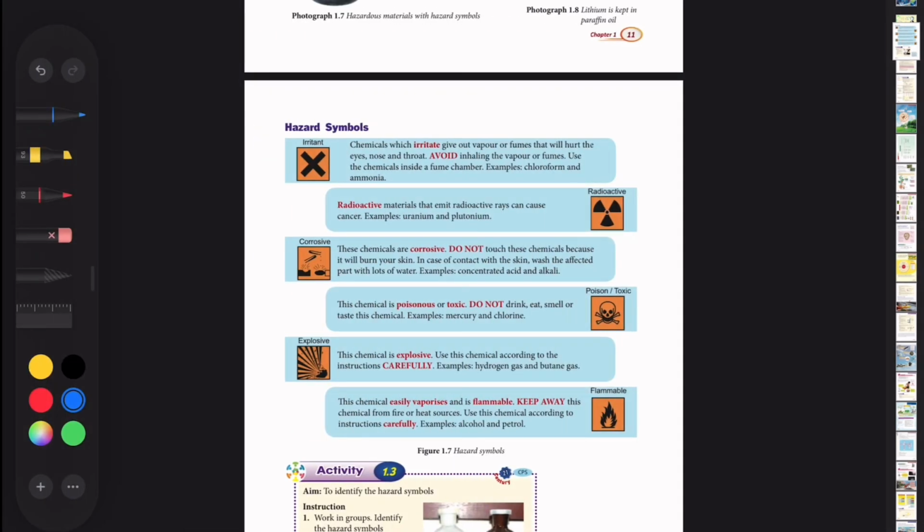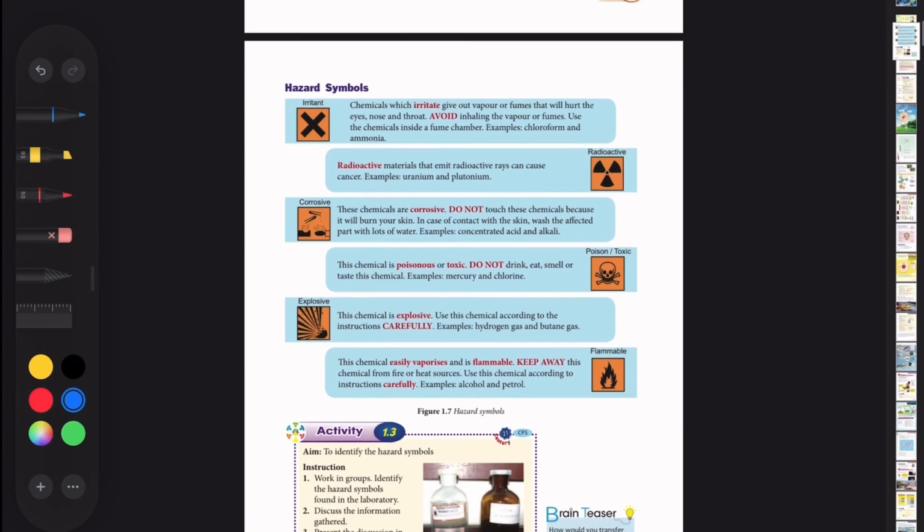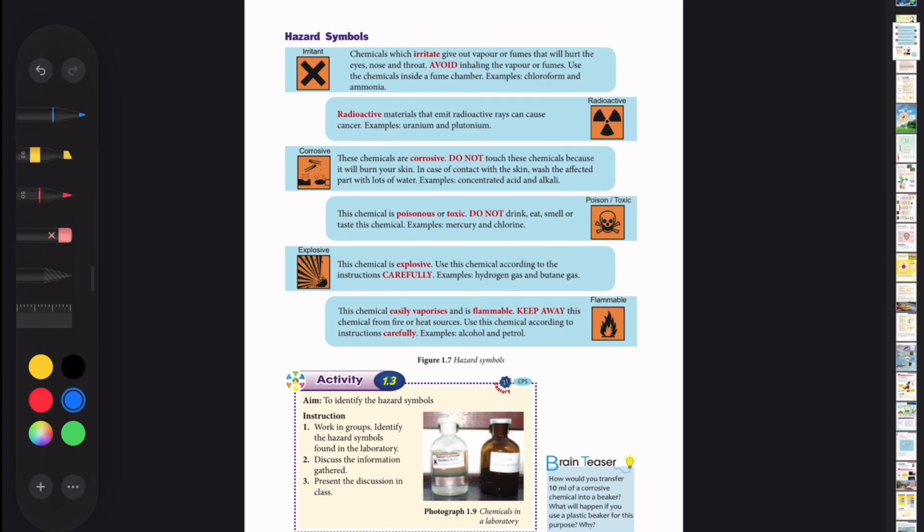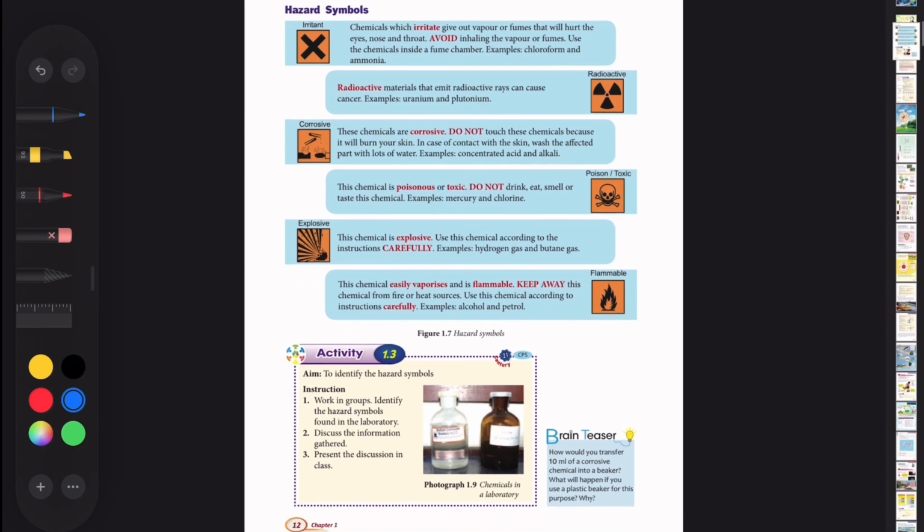So next would be radioactive materials. They emit radioactive rays. These rays can cause cancer. They could damage your cells' DNA very badly. Examples of them are uranium and plutonium, followed by corrosive. This substance, the moment it touches your skin, it will melt your skin away. So examples are concentrated acid and alkali.